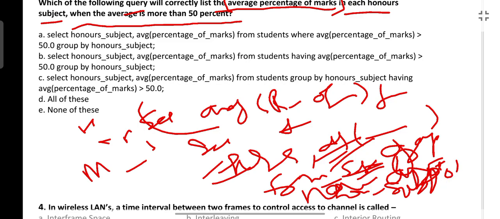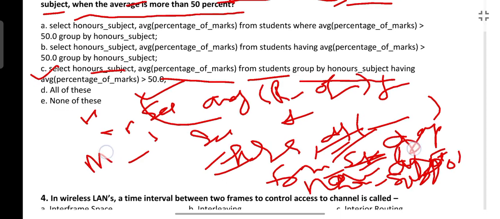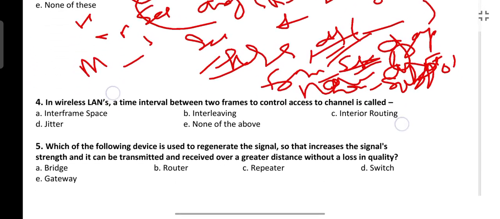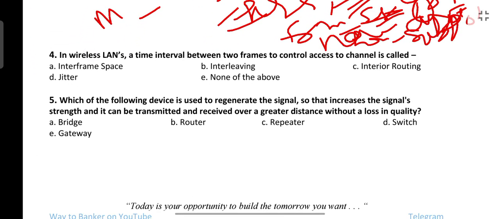So what will be the correct answer here? Option C: select honor subject, average percentage of marks from students, then group by honor subject having average percentage of marks greater than 50. So I hope this is clear. We will do more questions on SQL queries in coming days, so don't worry, it will be clear. Let's go to the next question.